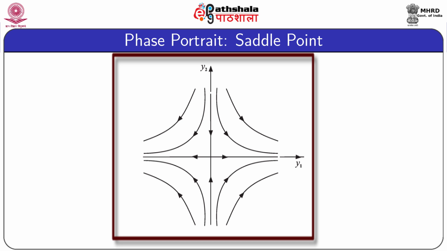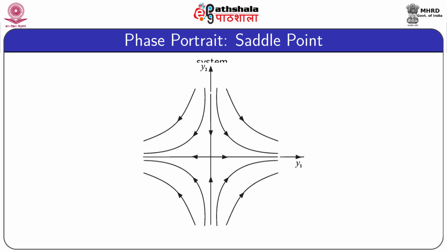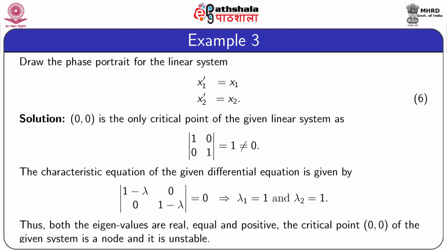In our next example 3, we consider the linear differential equation dx1/dt = x1 and dx2/dt = x2. Again, in this particular case, (0, 0) is the only critical point of the linear system, because the determinant |1 0; 0 1|, which is equal to 1, is non-zero.